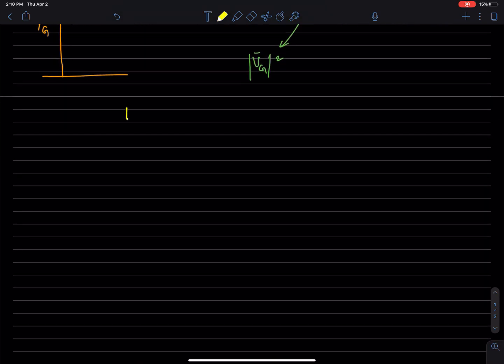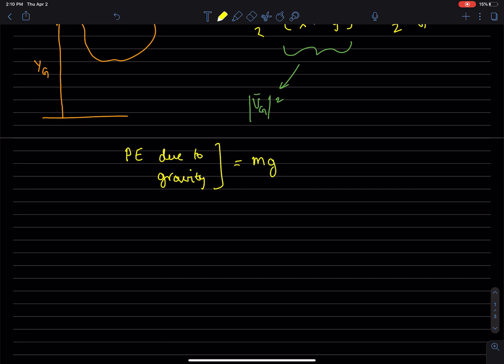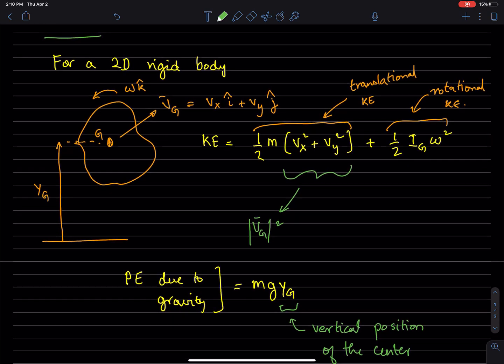For potential energy due to gravity, it is just equal to mass times g times yG, where yG is the vertical position of the center of mass. Okay, so those are the two main changes for using work energy principles.